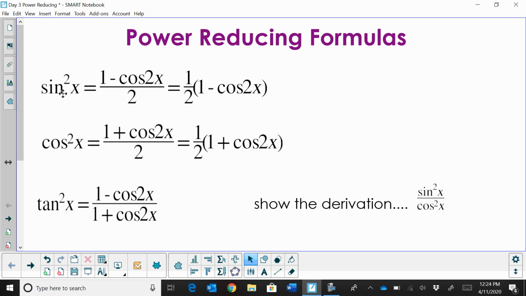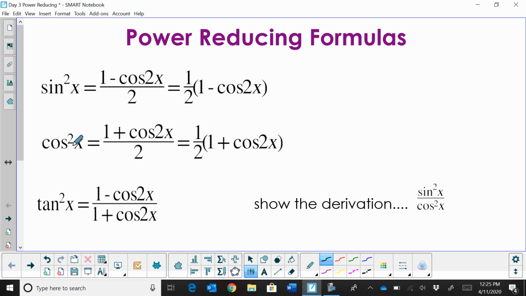So if you're trying to take a sine squared, so a second degree, and you want to bring it down to a first degree, you're going to use sine squared is equal to 1 minus cosine of 2x. Now notice this is a double angle right here, all over 2. Now you can factor this 2 out, and that would become 1/2 times the quantity 1 minus cosine of 2x. So yes, we're reducing the power to a first degree, but we're also doubling the angle.